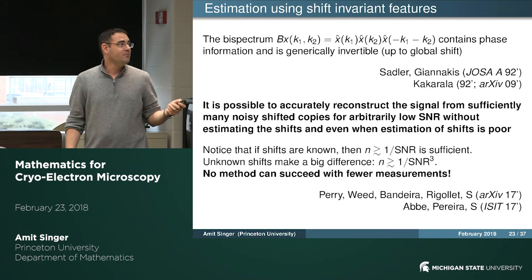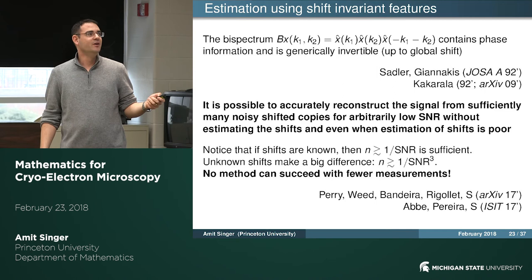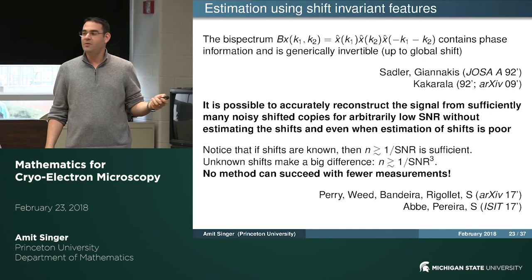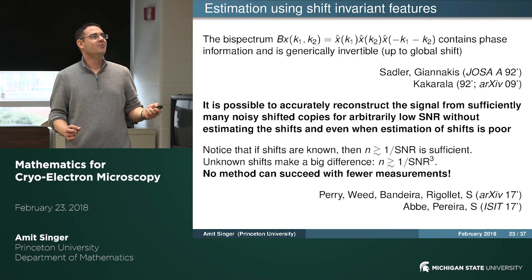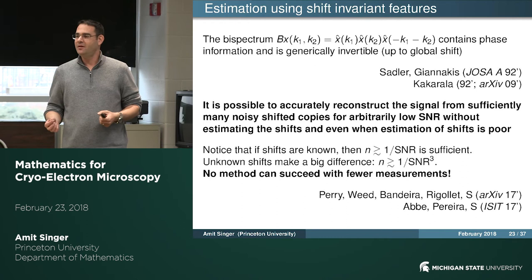So the message is that it is possible to accurately reconstruct the signal from sufficiently many noisy shifted copies for arbitrarily low SNR without estimating the shift. And even when we know ahead of time, the estimation of the shift is going to be poor. But notice that there is a striking difference between knowing the shift and not knowing the shift in terms of what is called the sample complexity. How many signals do you need in order to do a good job in the estimation?